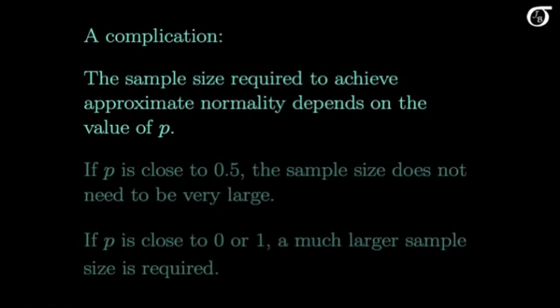But there is a bit of a complication. The sample size required to achieve approximate normality depends on the value of p. If p is close to 0.5, the sample size does not need to be very large. But if p is close to 0 or 1, a much larger sample size is required. So it's tough to give a simple, all-encompassing rule for when the normal approximation is reasonable.